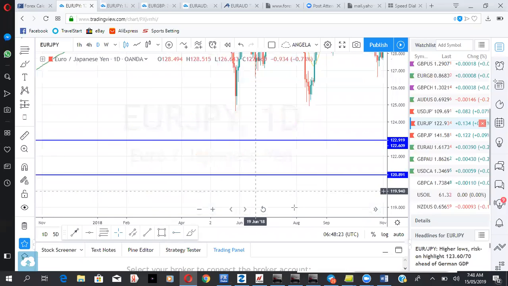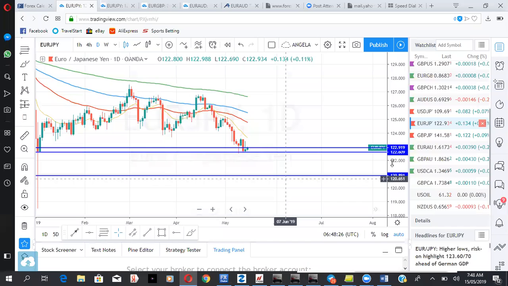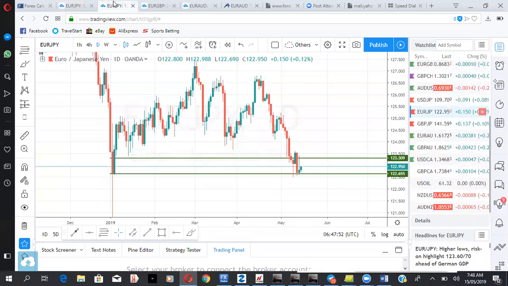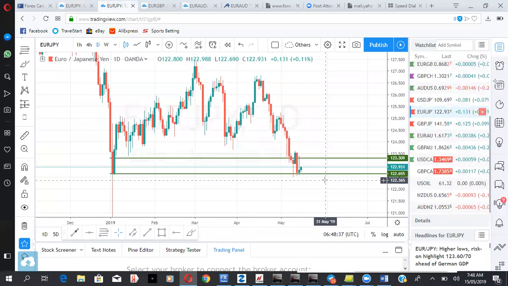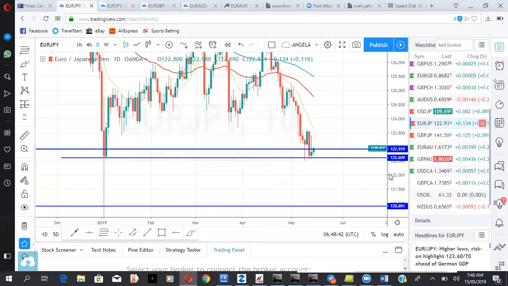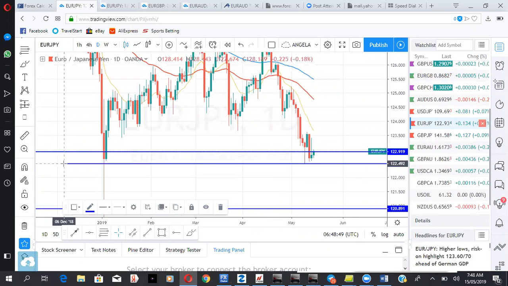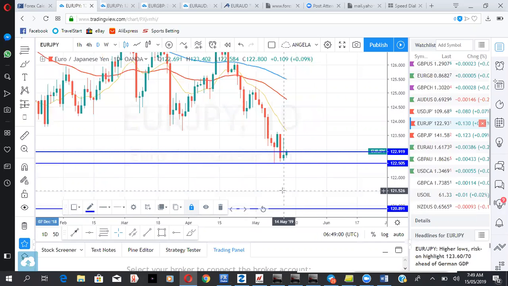Let me see. This is where price is now. So there is a potential that price may move a bit up. But a move below 122.65, let me get it properly, a move below this level here, a move below this low, that's the low of this hammer here, will send price further down.